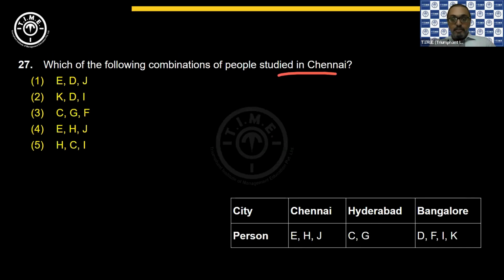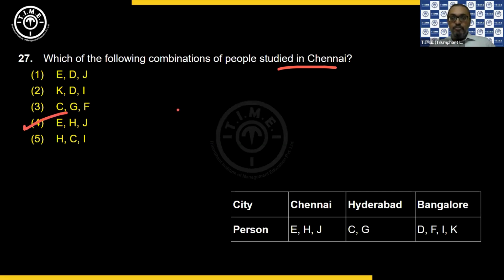Okay. Chennai, we have E, H, and J. Option 4. Okay.